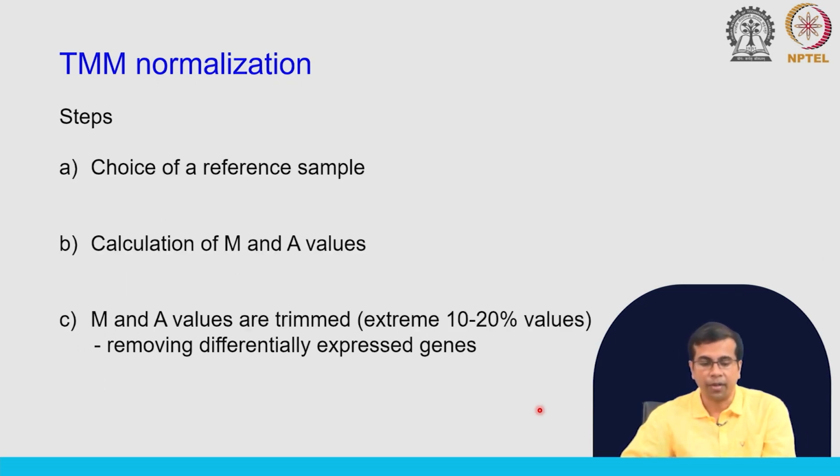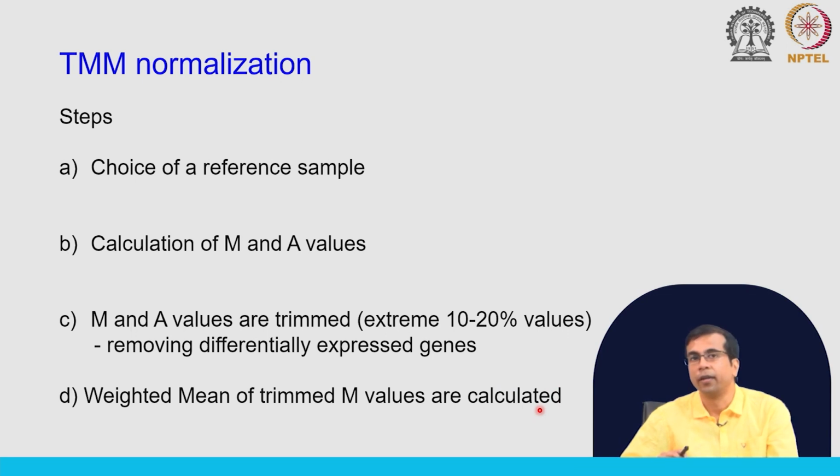The next step is to trim these M and A values, usually the extreme 10-20% or 30% values. So you get a distribution and trim out those genes that show these extreme values, okay. What it means is you are removing genes that are showing differential expression, okay. They are showing difference in expression between samples, and you are removing those genes before you calculate the normalization factor, okay.